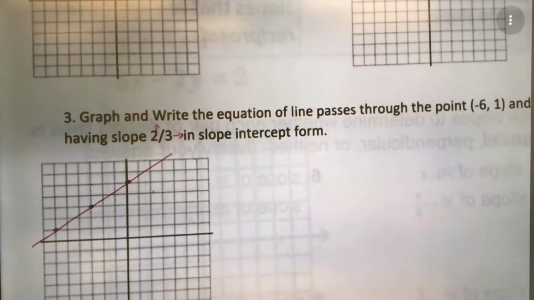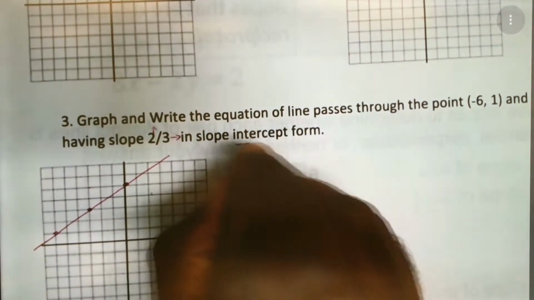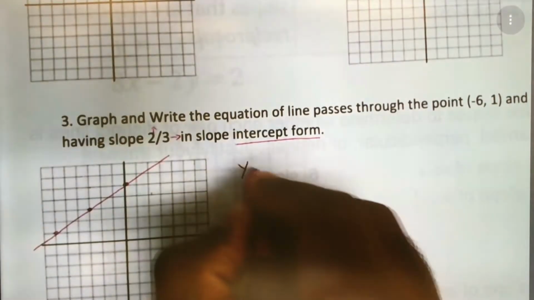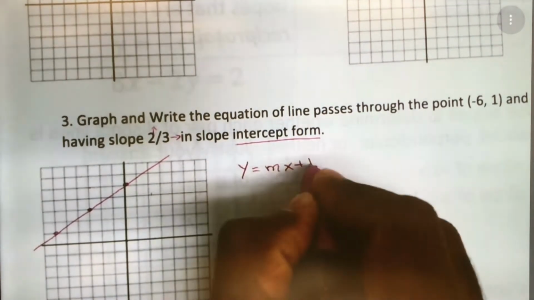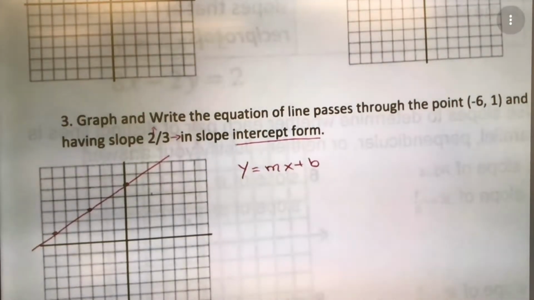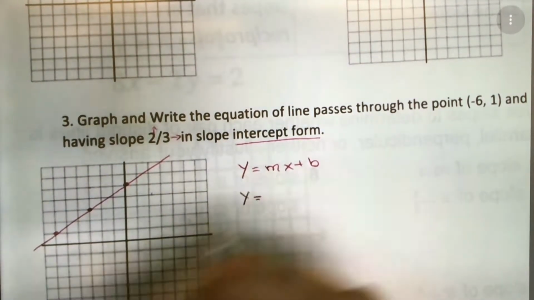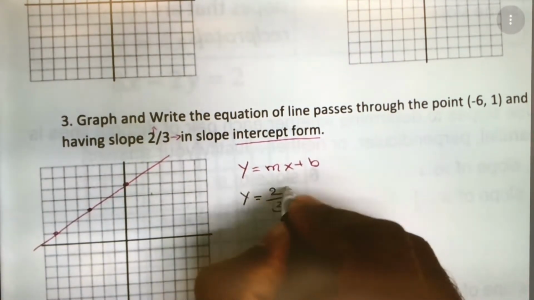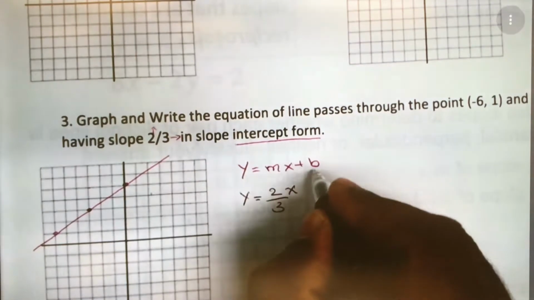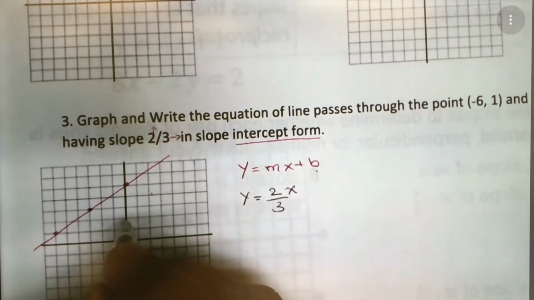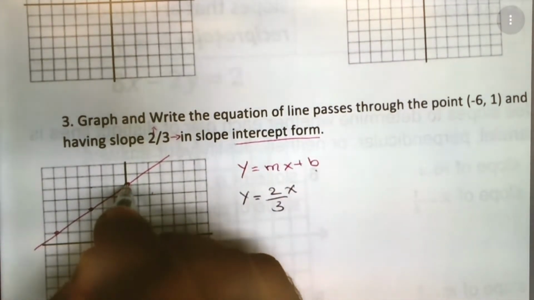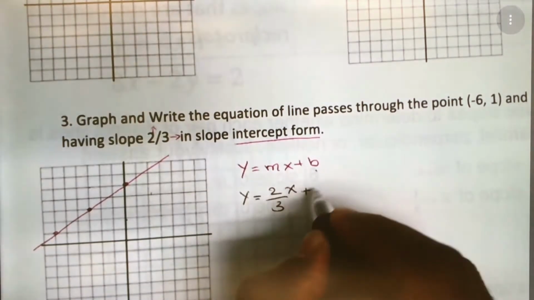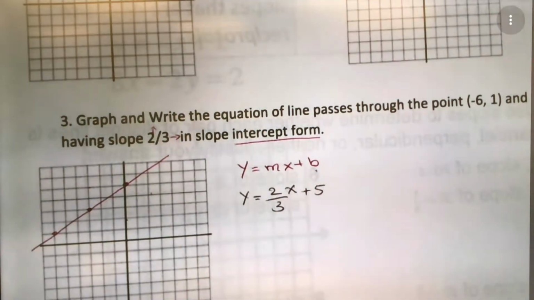I need to write the equation of this line in slope-intercept form, that is y is equal to mx plus b. From the graph, I could identify all the information I need. So y is equal to m, the slope, that is 2 over 3 x plus b. The y-intercept is here, 5, so plus 5. So the equation of the line is y is equal to 2/3 x plus 5.